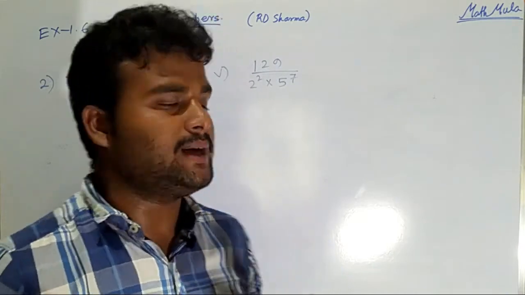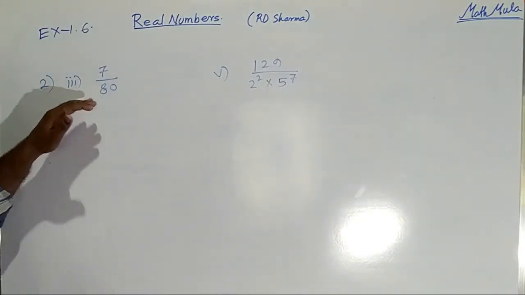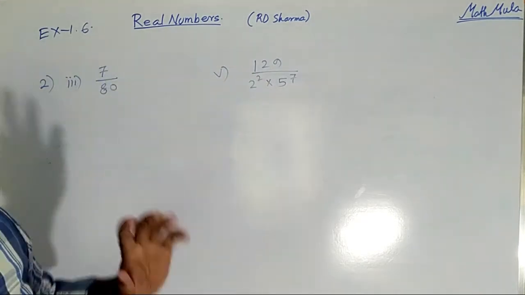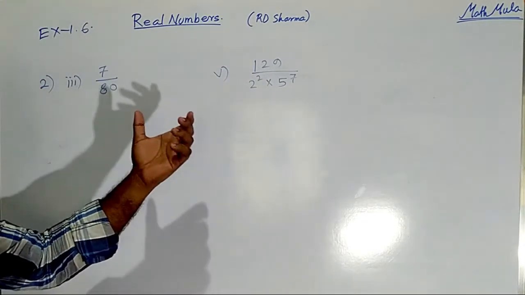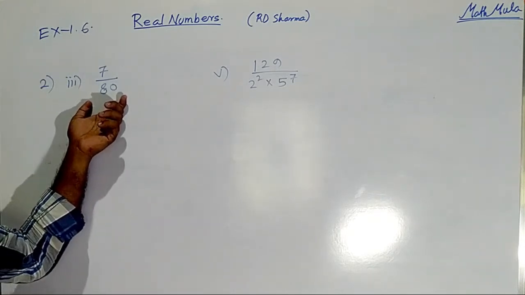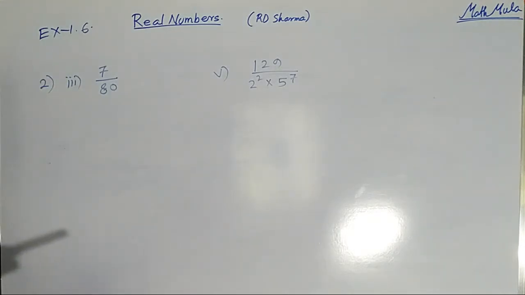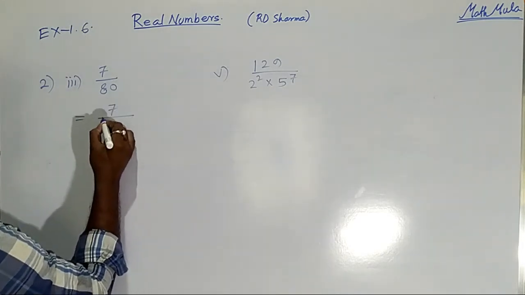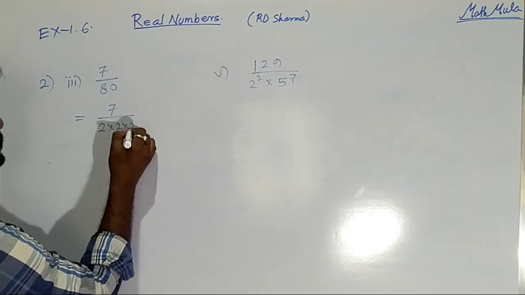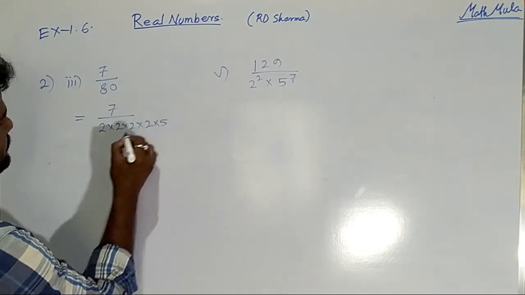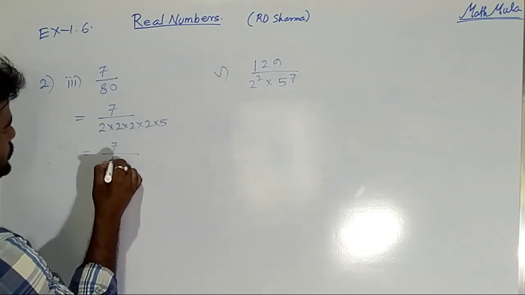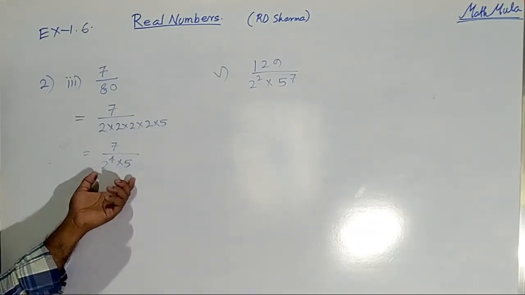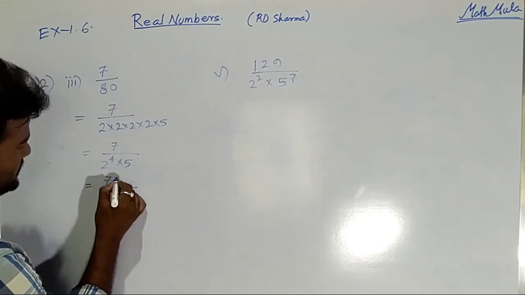Now we solve sum number 2 part 3 and 5. We have to write down the decimal expansion of these numbers. Now first we try to express the denominator in the form 2 to the power m into 5 to the power n. Now this is equal to 7 by 2 into 2 into 2 into 2 into 5. That means 7 by 2 to the power 4 into 5. So the denominator is in the form 2 to the power m into 5 to the power n.